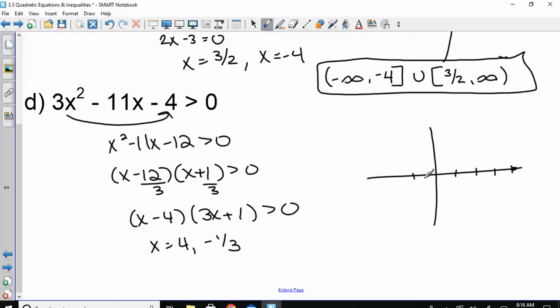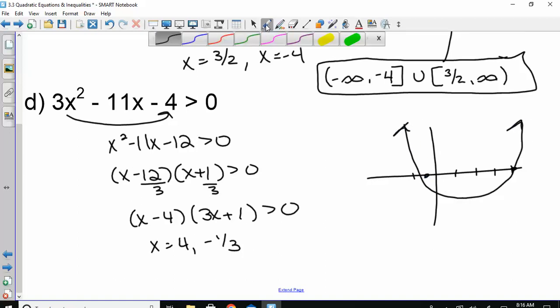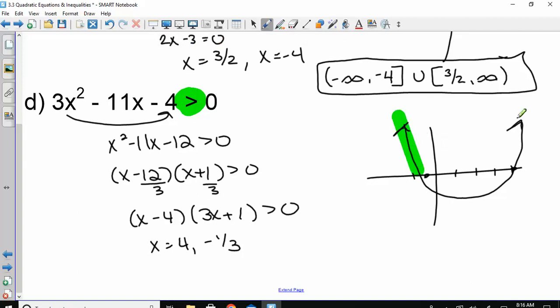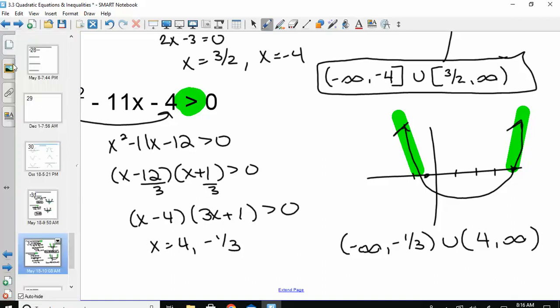Okay. So, well, that's a bad graph, but you get the idea. We want greater than 0, so that's above the axis, so that's here and here. There is no equal to, so everything's a parenthesis. So it would be negative infinity to negative 1/3 union 4 to infinity. Is that good? All right.